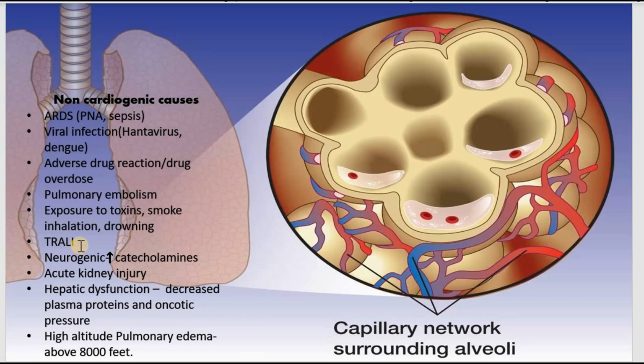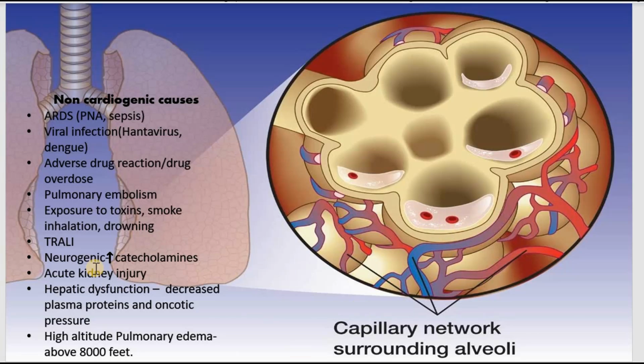What is TRALI? That is pulmonary edema that happens post-blood transfusion. How does pulmonary edema happen after blood transfusion? This is because the donor's blood has antibodies. This antibody sometimes can damage the capillary network, the capillary membrane that surrounds the alveoli. As a result, fluid leaks into the interstitium and into the lung alveoli, causing pulmonary edema.